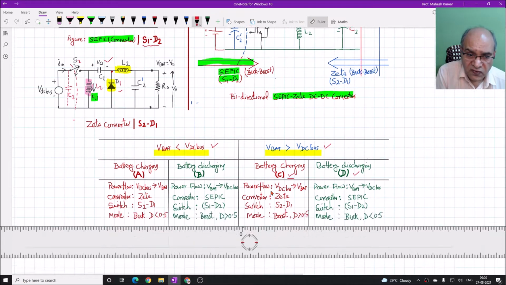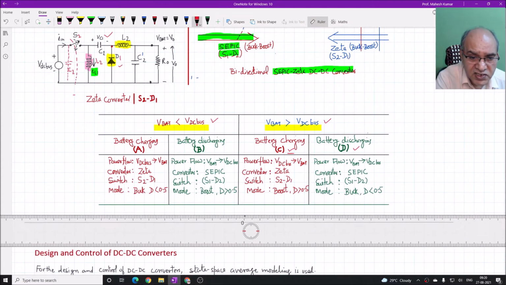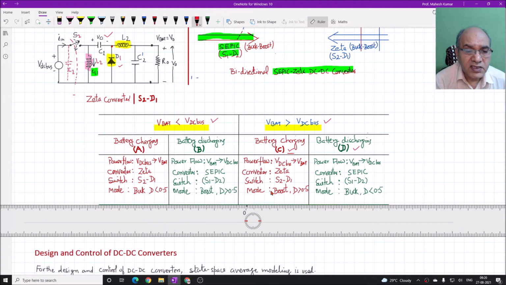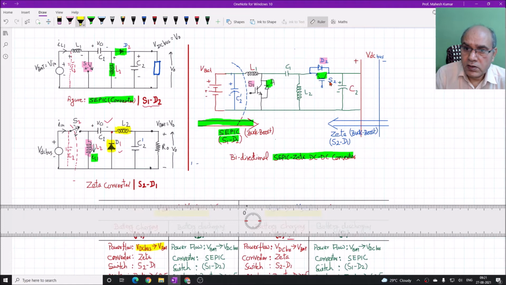So if we take the first case, case A, where we say that power flows from V DC bus to V battery, it means battery charging. When you charge the battery, the power has to flow from the DC bus to the battery. So if the power flows from the DC bus to the battery, what is the converter mode? Zeta converter, because power is flowing from this to this. So the zeta converter will come into the picture. The second configuration will come into the picture with the combination of switch S2 and D1.